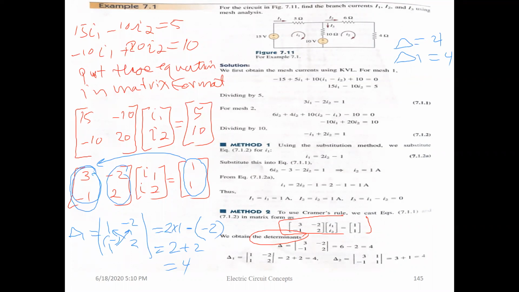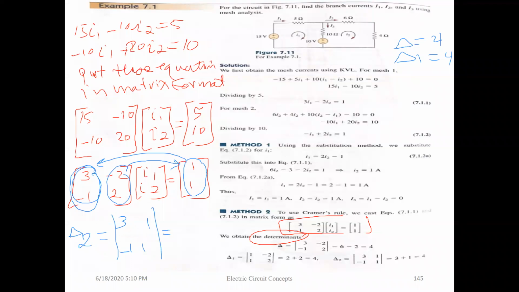Now we move to find delta 2. So delta 2 will be replacing the second column of this matrix here by the right-hand side column. Okay, so delta 2 is equal to, we keep the same first column of the matrix, 3, minus 1, and we replace the second column by the right-hand side column. So it will be 1, 1.